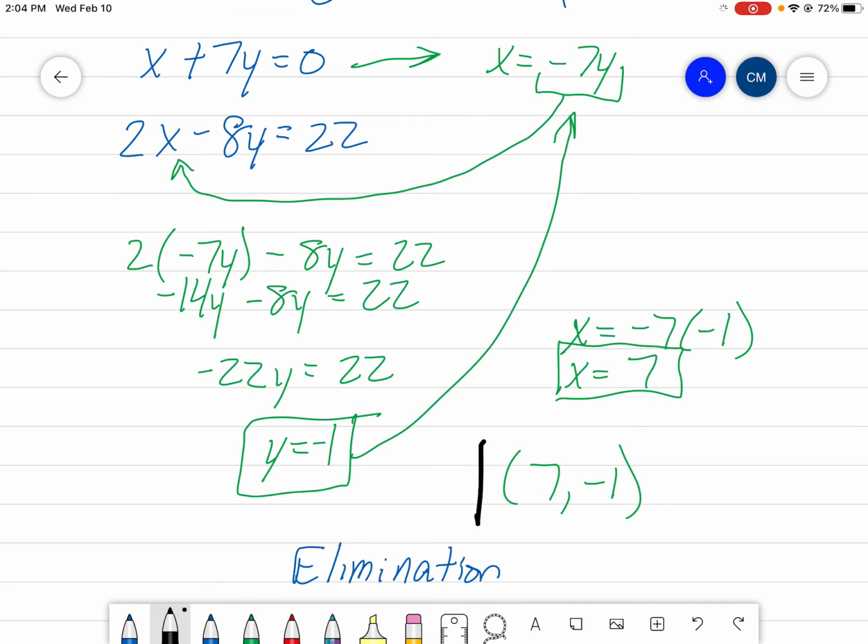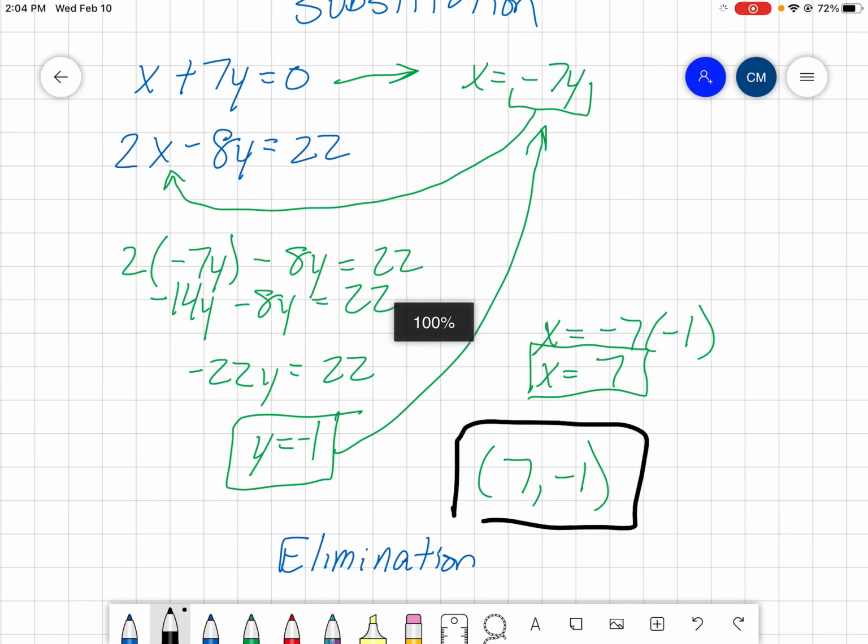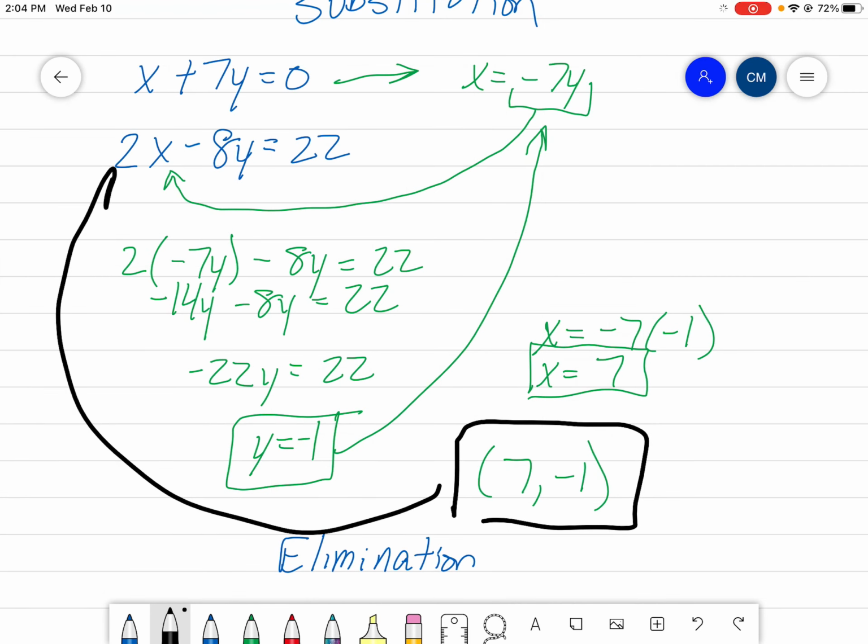Of course, you can always check by taking your coordinate point, substituting it back into the originals to make sure they check out. Again, I already checked it. That's right. We're cool.